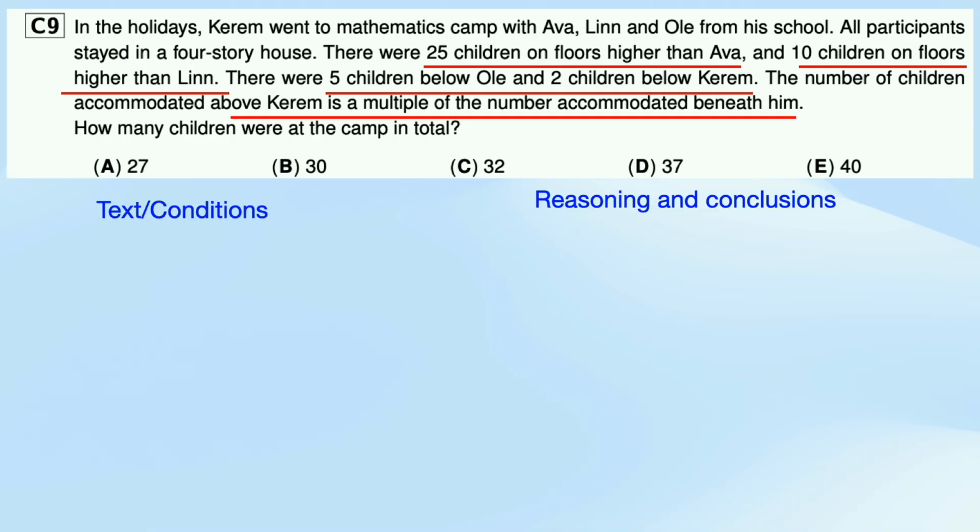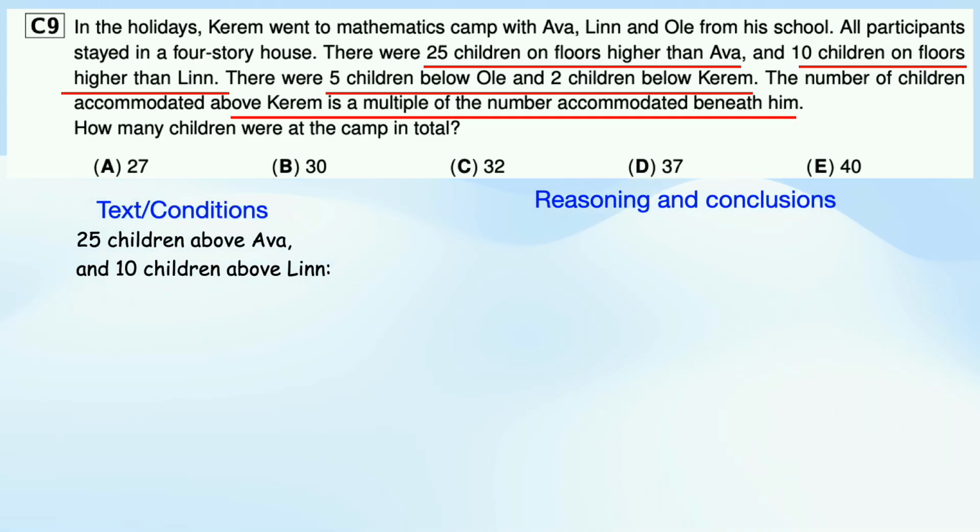So, let's start with the first condition. We separate two parts. One is what is given in the text, or we can say the given conditions. And from the conditions, what we are reasoning and which kind of inference we can draw. So let's look at the first one. There are 25 children on floors higher than Eva, and there are 10 children on floors higher than Lin.